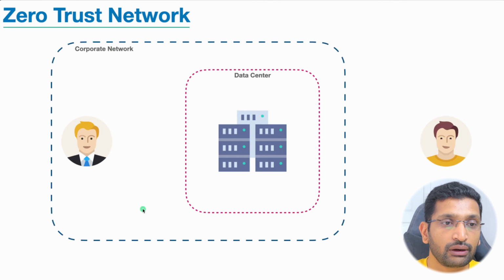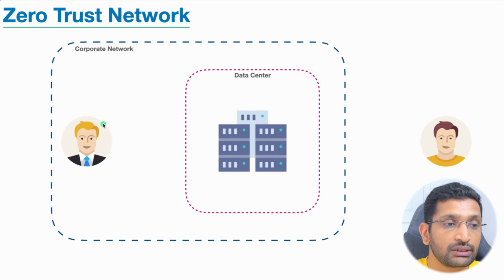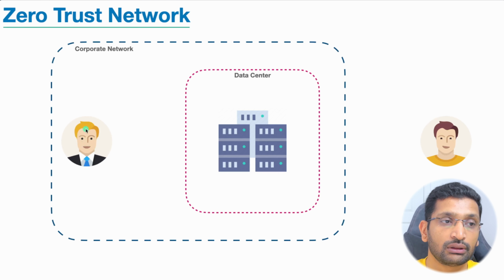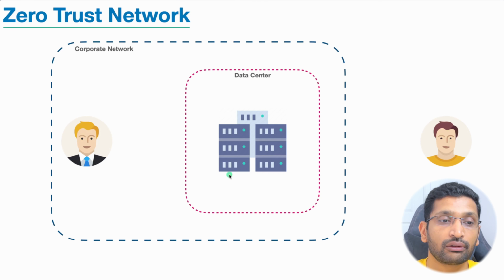So here is our corporate network, and inside the corporate network, we have a data center. There is a user sitting inside our corporate network, and there is one more user sitting outside of our corporate network. But if we are using the zero trust network concept, then we don't want to trust both users unless and until both users are in our trusted list. So once we have added both the internal corporate network user as well as the external user into our trusted list, then we will allow that incoming request to access the resources in our data center.